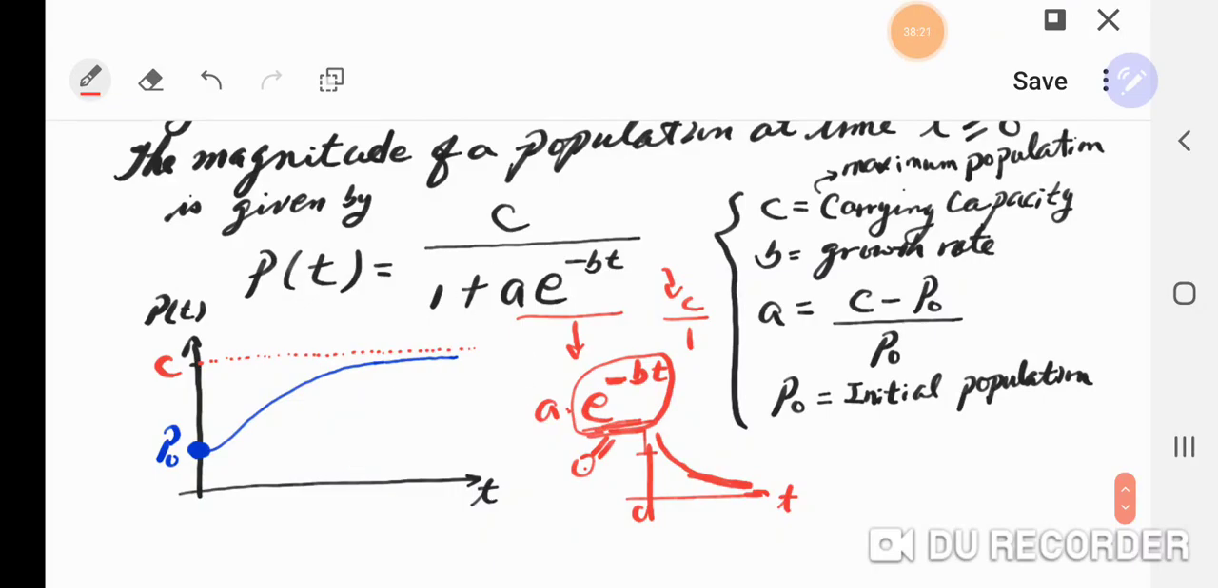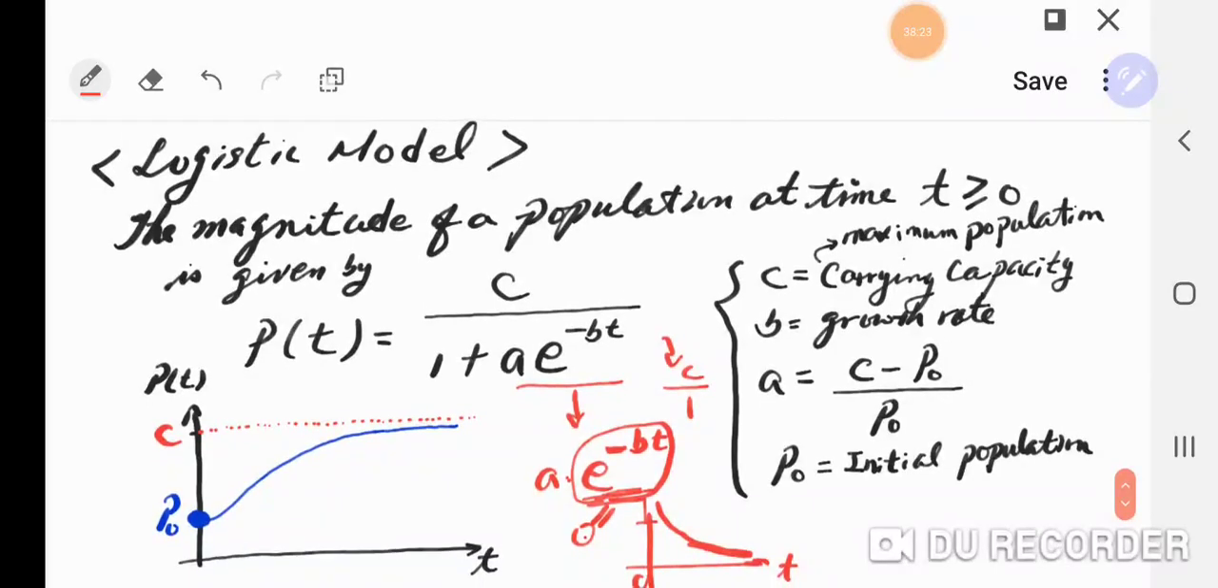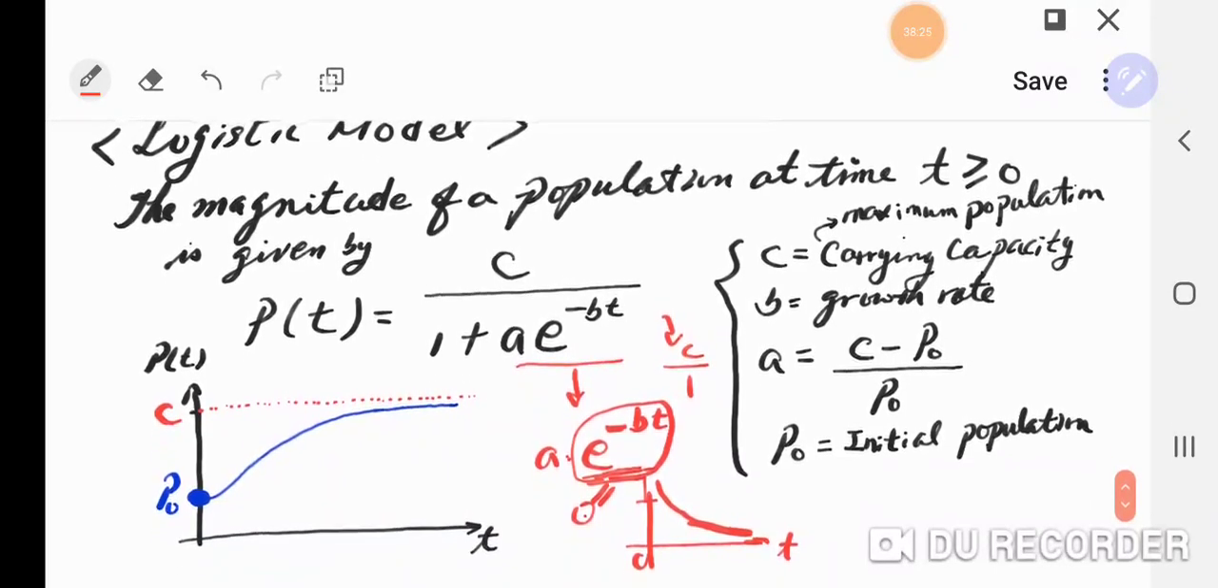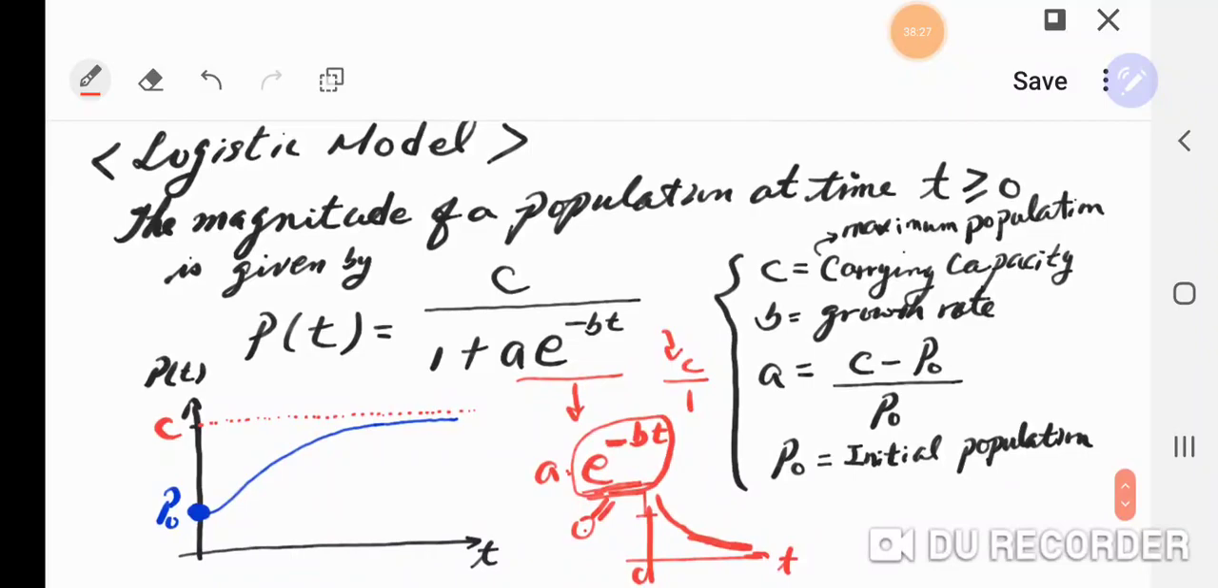So this is a population model, this is a logistic model. We can try this and see what happens. Let's look at the next question.